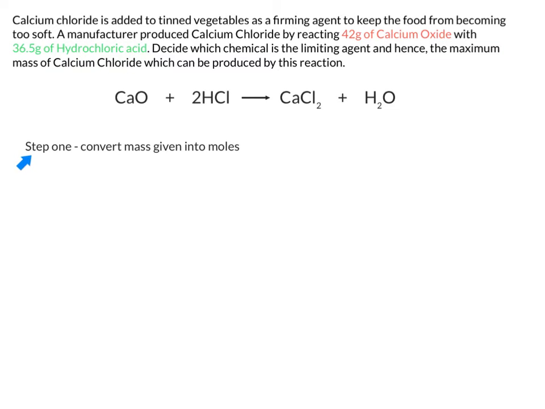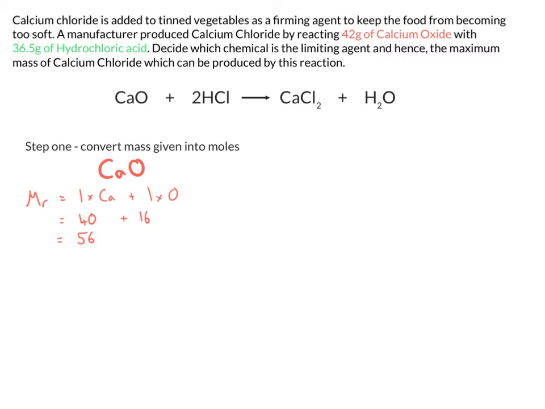As with our moles calculations, our first step is always to convert the mass given into moles. But because in these examples we have two masses, we have to convert both masses into moles. So let's look at the calcium oxide to start with. Our calcium oxide, CaO, we have to work out our MR of that. We have 1 calcium and 1 oxygen. My mass of calcium from my periodic table is 40. The mass of my oxygen is 16. So my MR is 56.